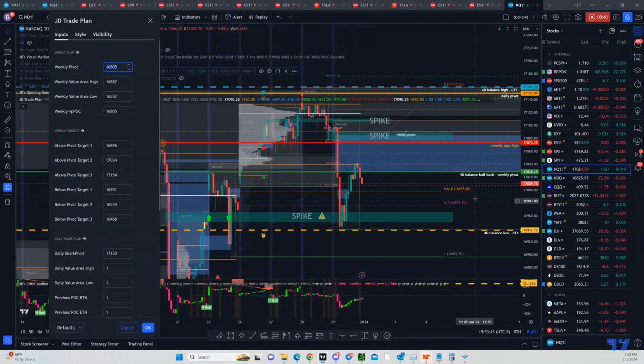Weekly pivot. We already talked about this area here. I've got to move the algo levels. I'll do that in a couple of minutes. 17028, and then value area high was 132. Value area low is 039, pretty close to pivot. And then we got POC, which is up here, 118.